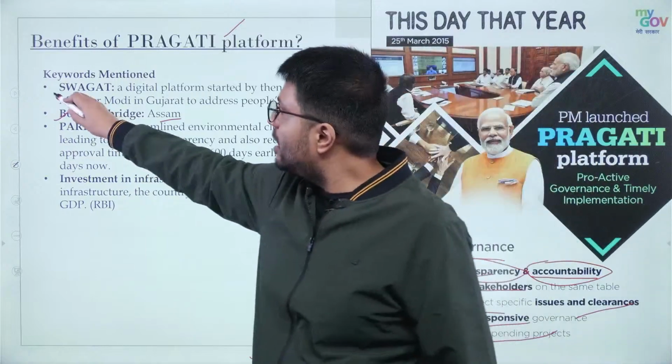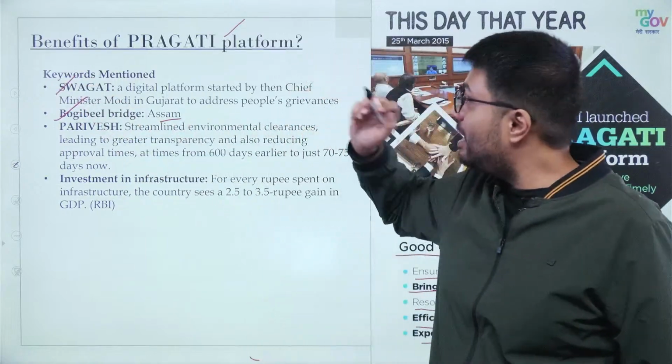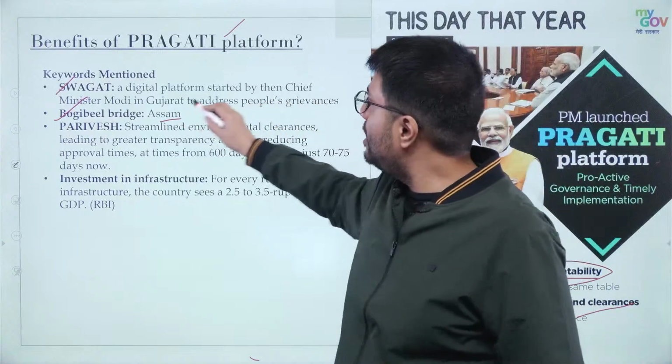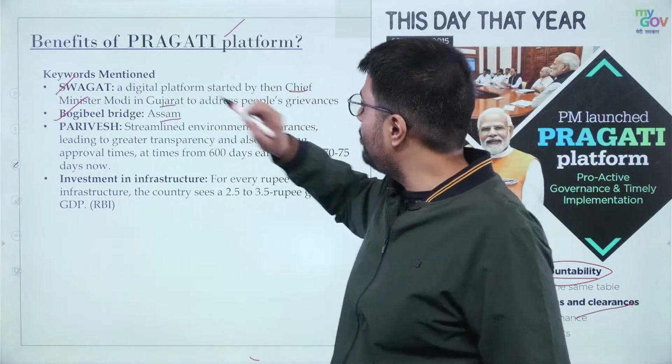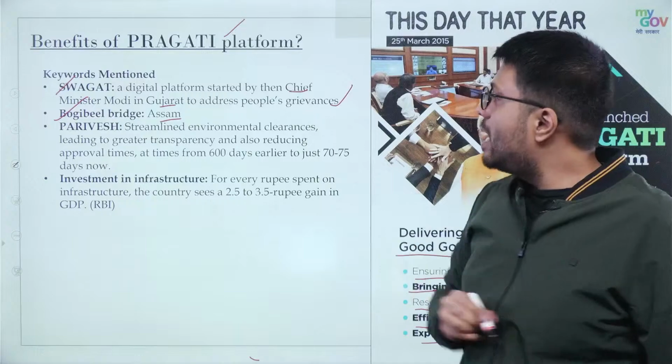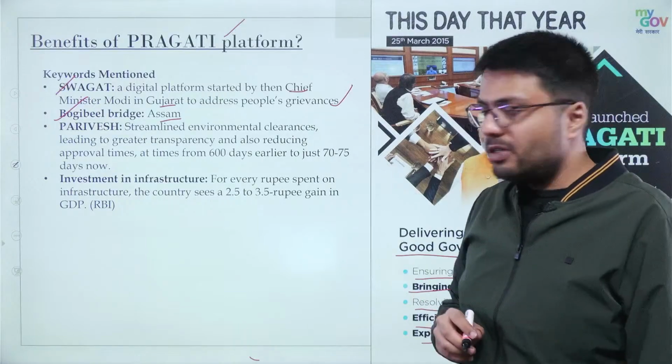First is the Swagat platform, which was a digital platform that was started when Prime Minister Modi was the Chief Minister of the state of Gujarat, and it was done to address people's grievances.